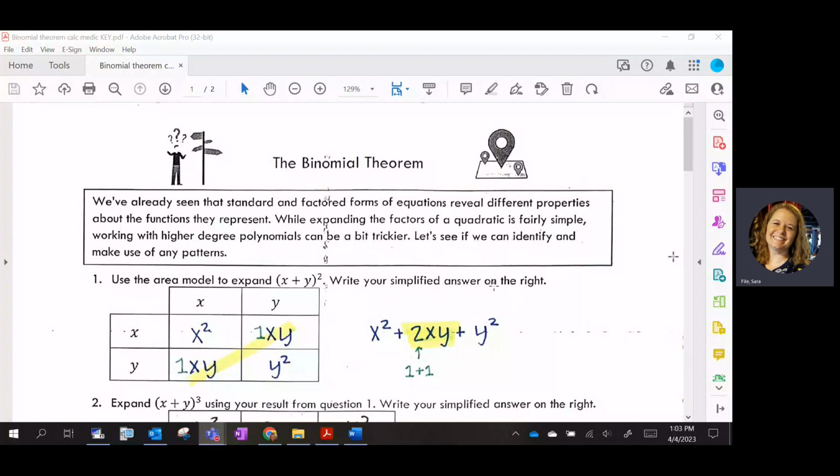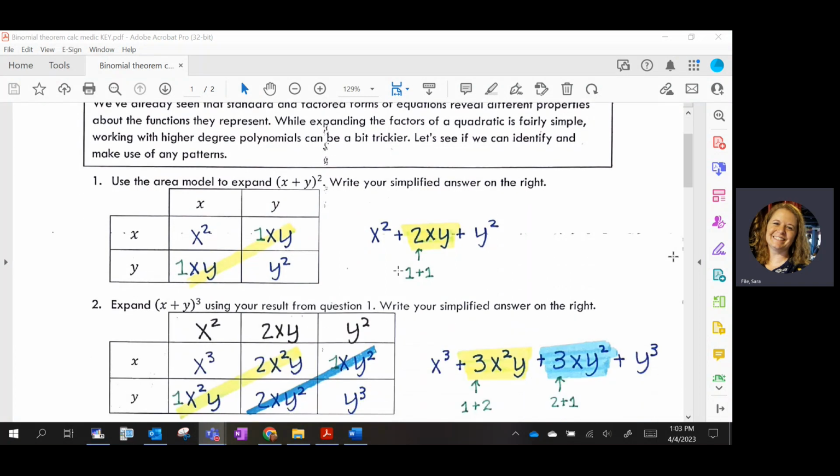So we are looking at the binomial theorem notes page. Okay, we're talking about how we can expand. The first three here have you use an area model, or box method. Okay, so if we want to do (x + y) squared, you can put x and y, okay, and then you multiply all of the intersections of columns and rows.